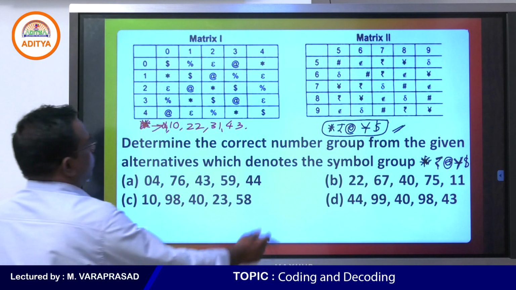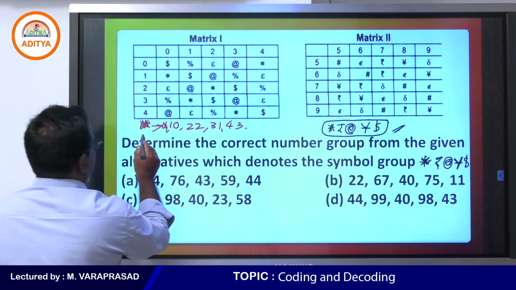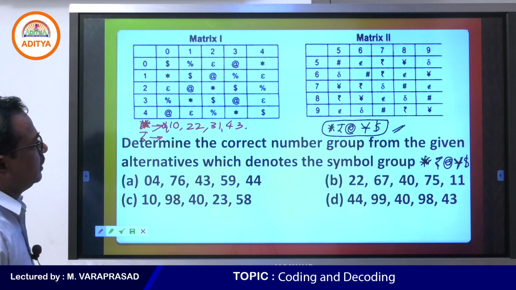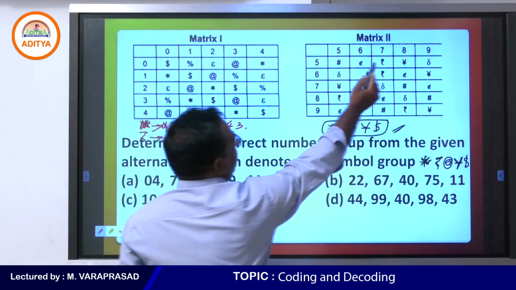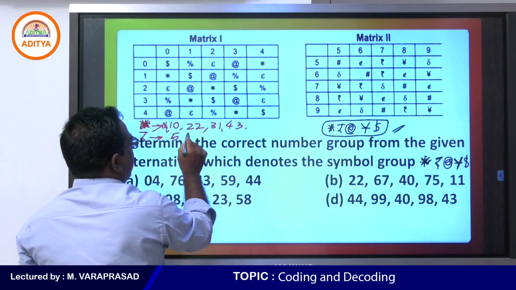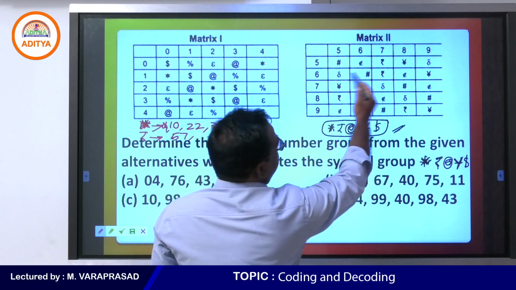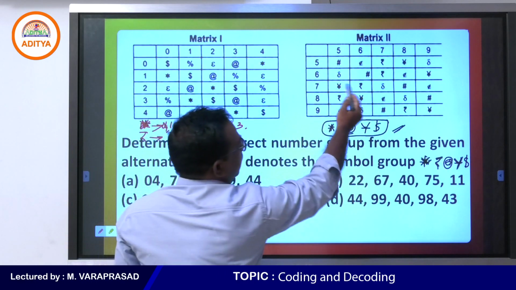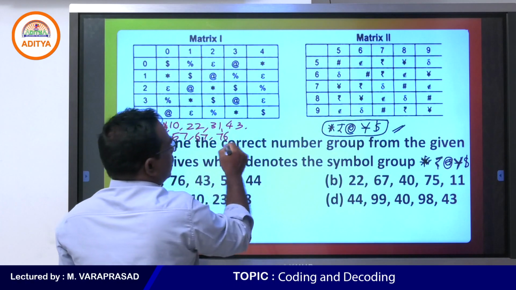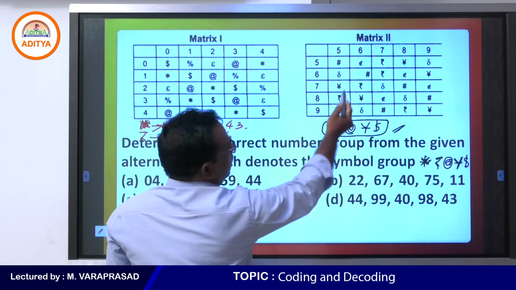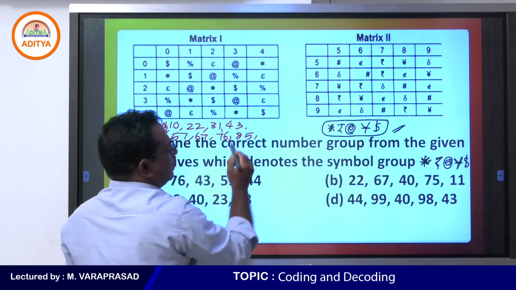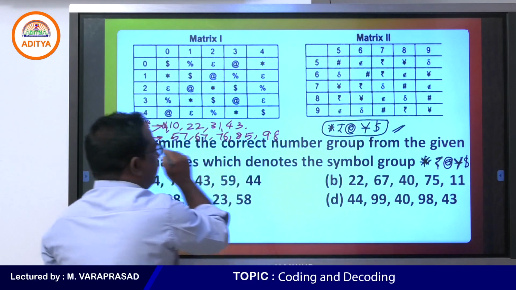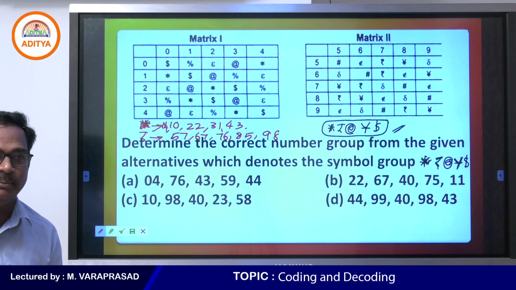Now next one you see. Next is the rupee symbol. How will you represent rupee? If you take the rupee symbol, it is here, 5 7. Next one is here, 6 7. Next one is here, 7 6. Next one is here, 8 5. Next one is here, 9 8. So in these many ways we can represent this symbol.